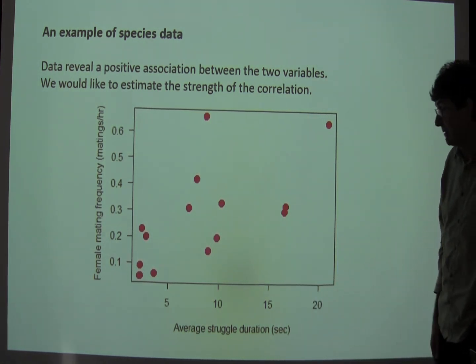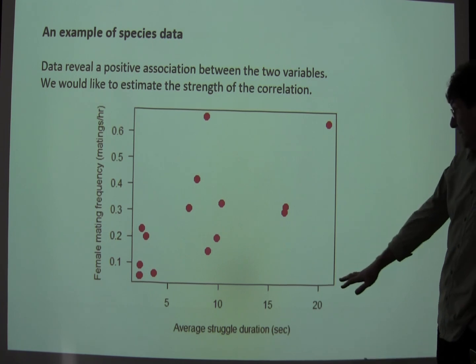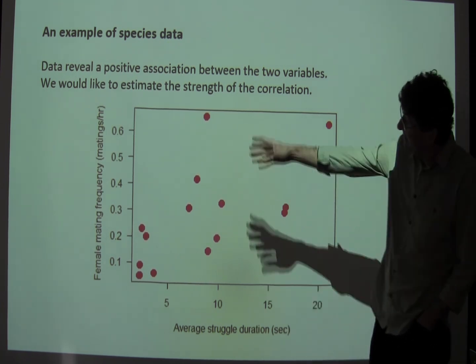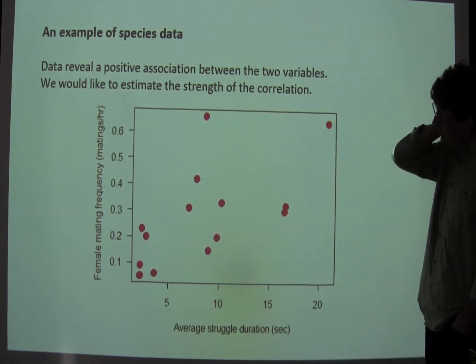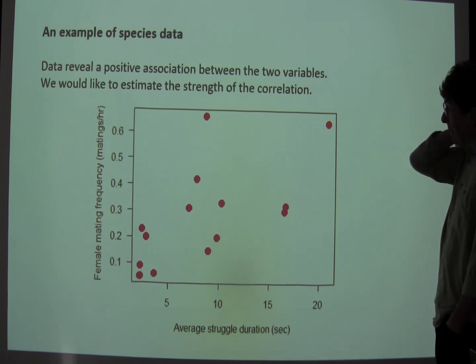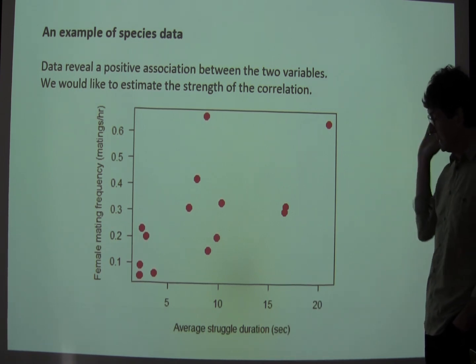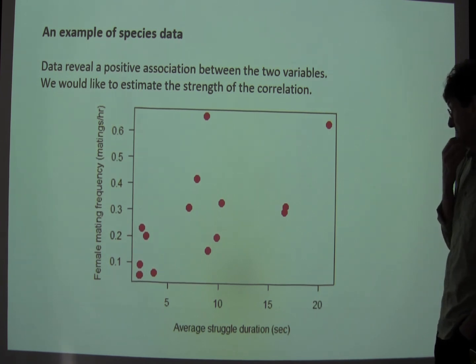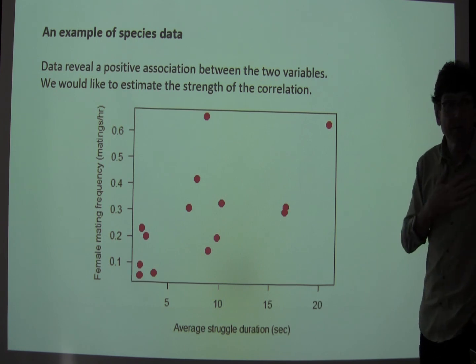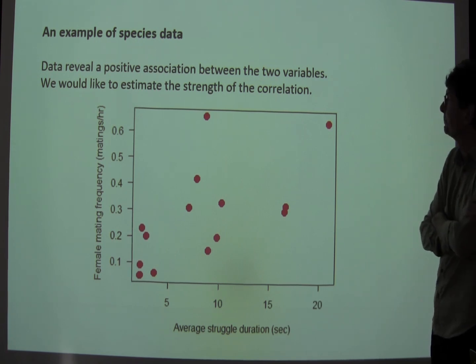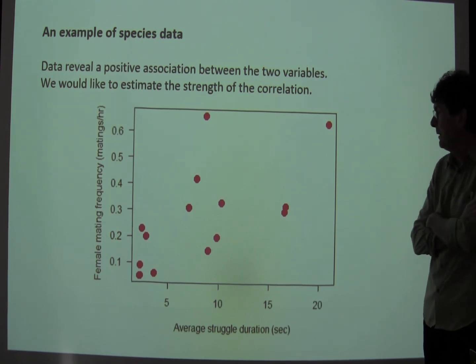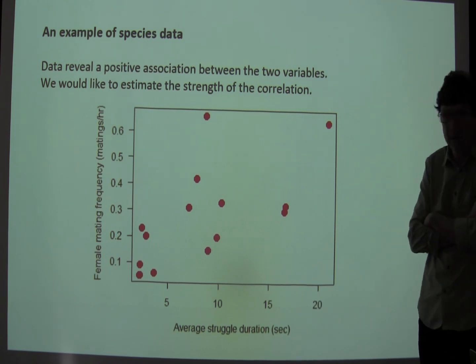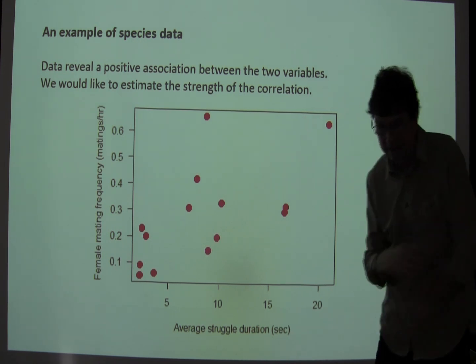So along one axis, arbitrary, is the average struggle duration in seconds, and then the female mating frequency, the number of matings per hour. And we can see that there's a positive correlation between the two. So the longer the mating struggles, the higher the mating frequency. And so we're interested in saying something about the strength of this correlation and the standard error for that correlation.